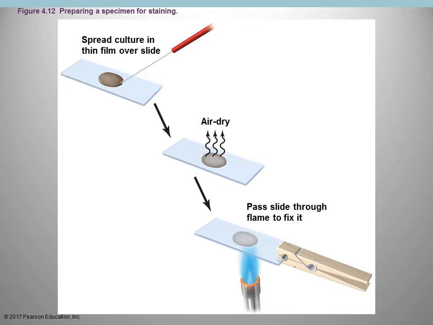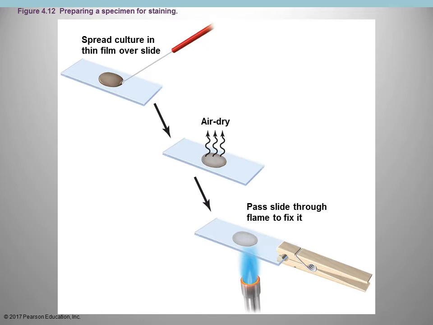Let it air dry, and then you need to what we call heat fix it, and that means you need to pass it through a flame. So normally you have a Bunsen burner at your workstation, and you just pass it through. What helps is if you have a clothespin or something to attach to the slide. That way your hand's not right close to the flame. That's also going to help, I'll tell you right now, when you go do the staining, to keep the stain off your fingers. When I was in school, we used to say you knew what stain the microbiology students were learning by looking at our fingers.